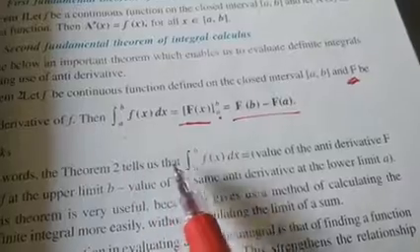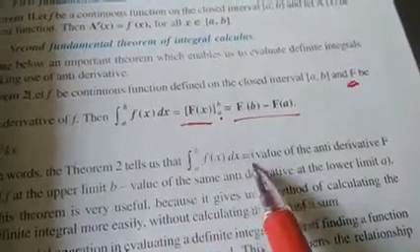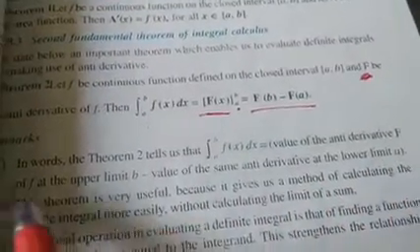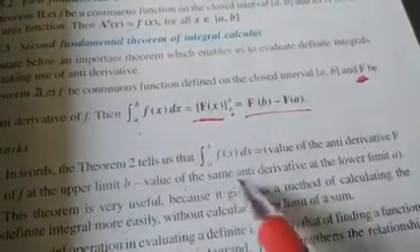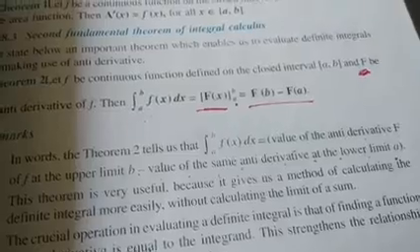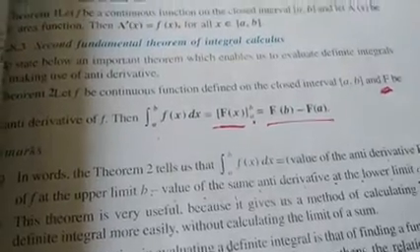Theorem 2 tells us the integral a to b f of x dx is equal to the value of the antiderivative F of f at the upper limit b minus the value of the same antiderivative at the lower limit a. Just go through this and let us move on to exercise 7.9.